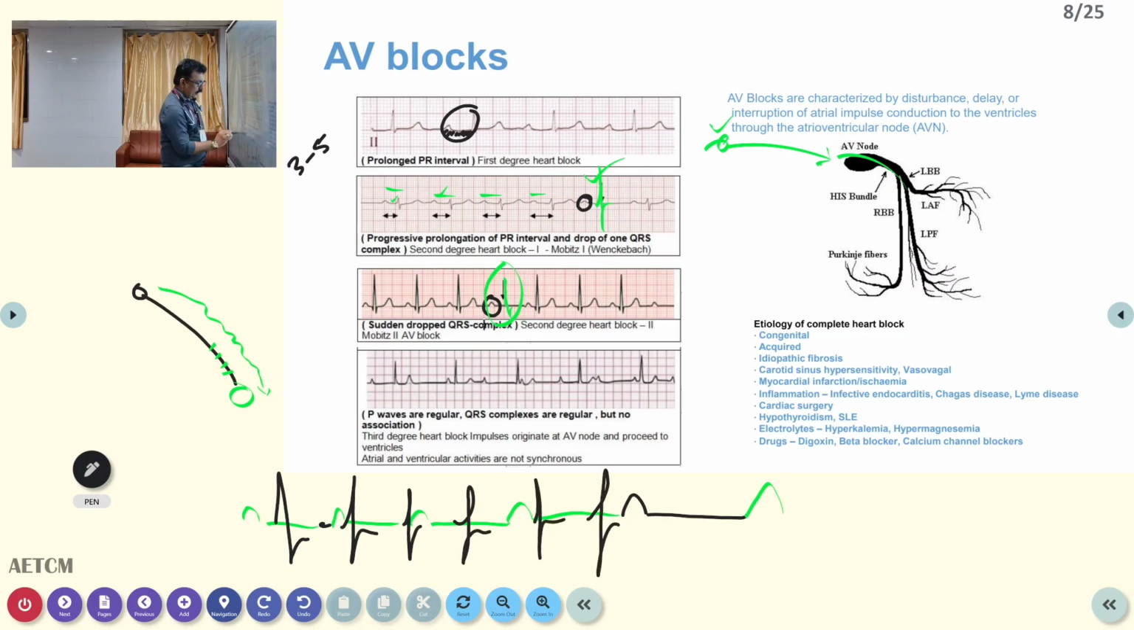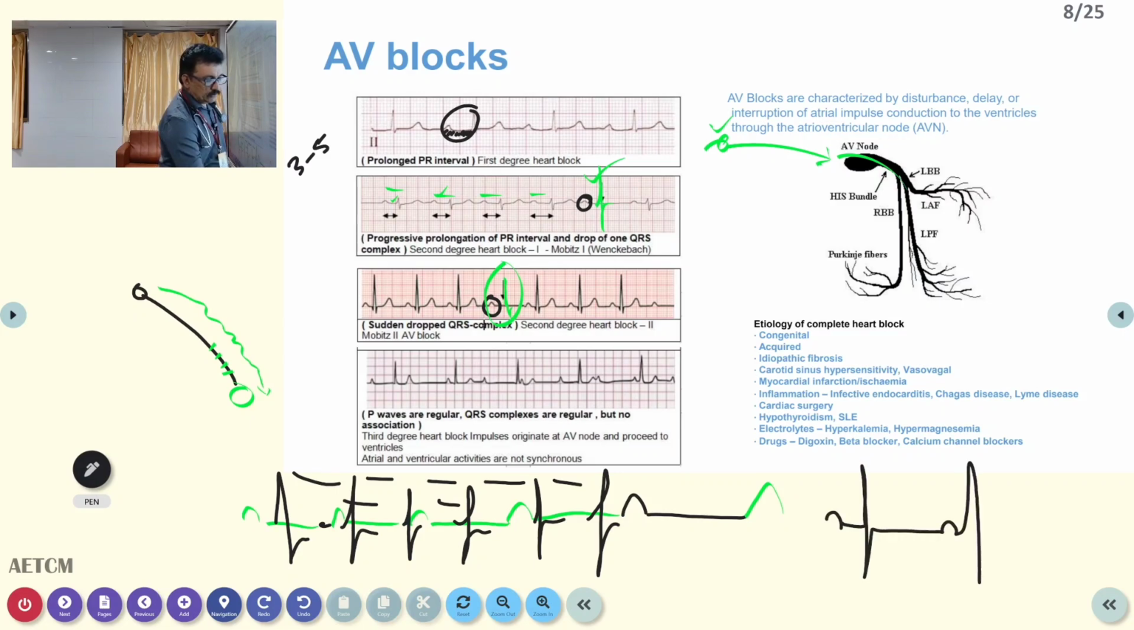So if you take the RR interval, they are equal. If you take the PP interval, they are also equal. But the normal pattern of one QRS complex after every P wave is not followed. So that is a problem here. There is complete dissociation between atrium and ventricle. This is called third degree heart block.